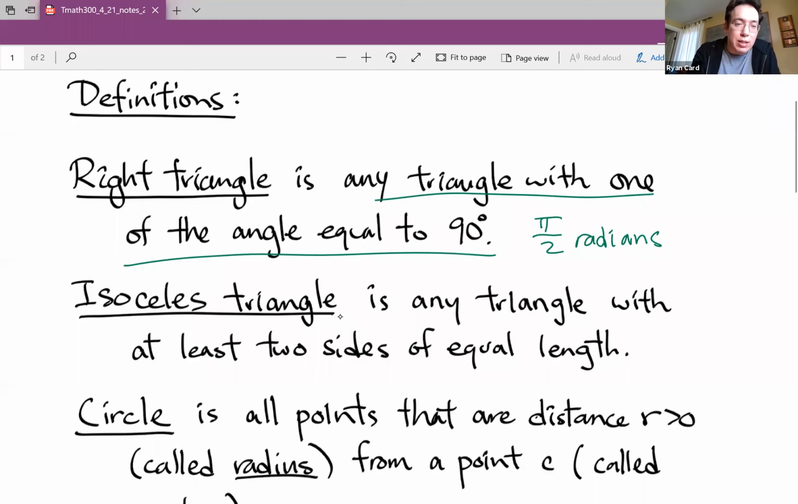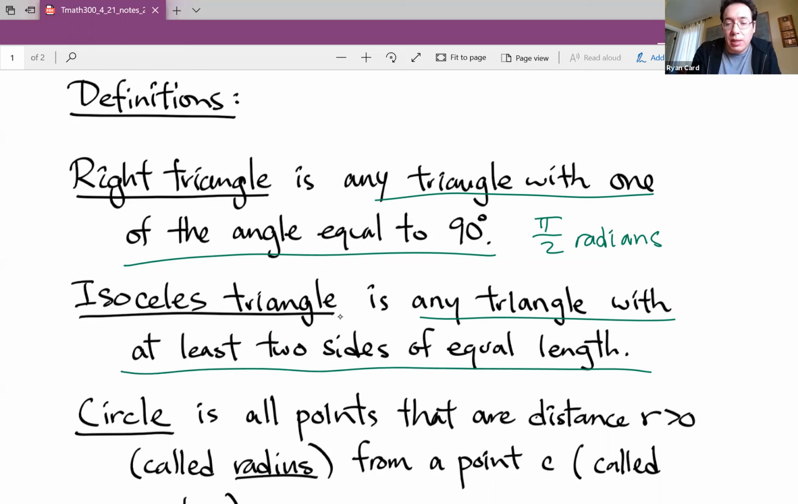Another definition that might be useful is the notion of an isosceles triangle. Any triangle with at least two sides of equal length. So if you can come up with a triangle where these two sides are the same length, then it's called an isosceles triangle.